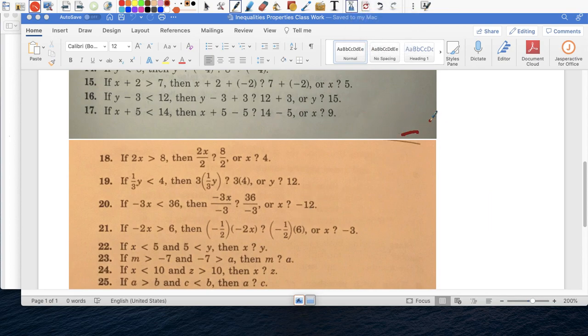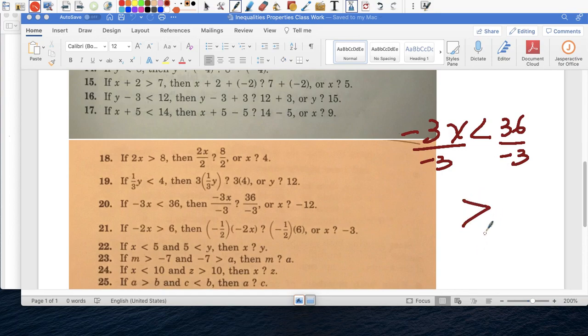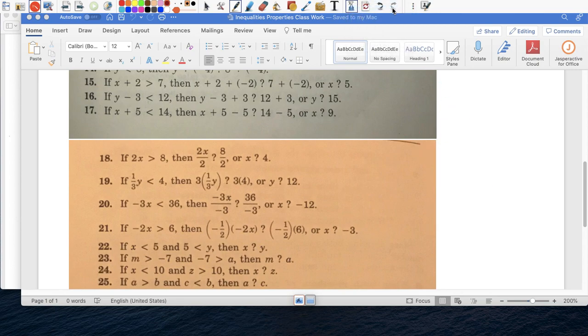20, you got negative 3x less than 36, and they're saying let's divide this by negative 3 and let's divide this by negative 3. Right away, because we're dividing by a negative number on both sides, we know that the inequality has to be reversed in order to keep the order of inequality true. So this is going to become x, and this is going to become negative 12. So this has to be reversed. That's pretty much what you have to keep in mind.